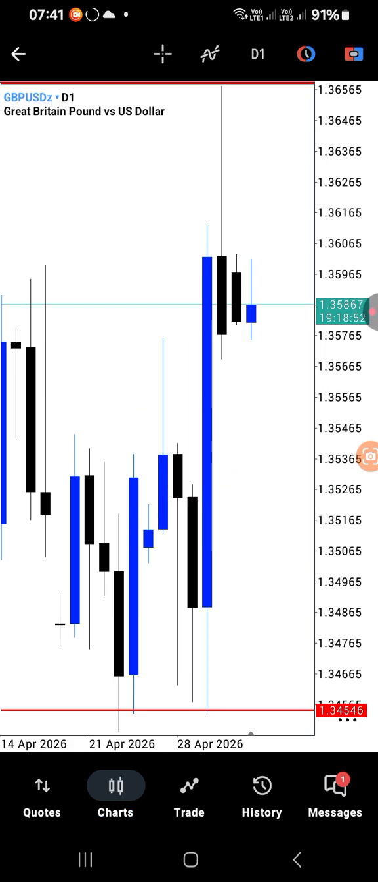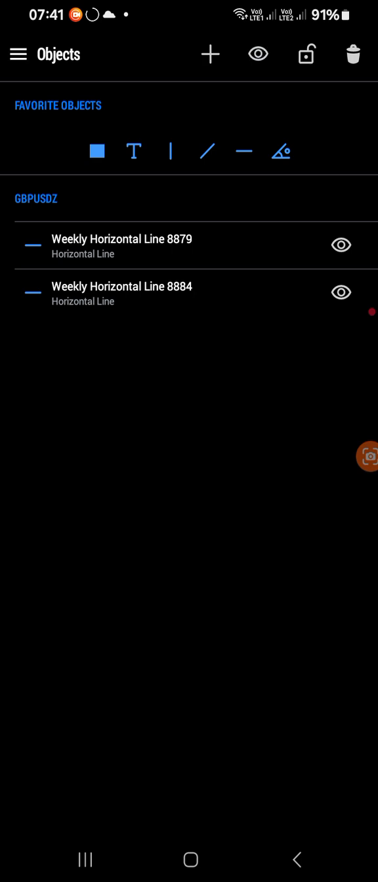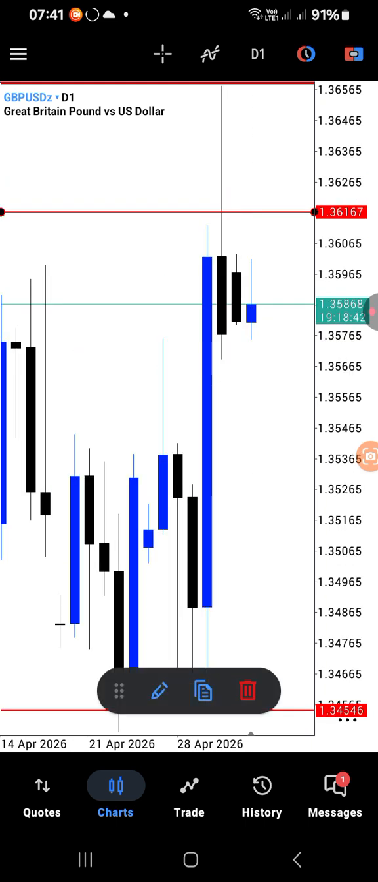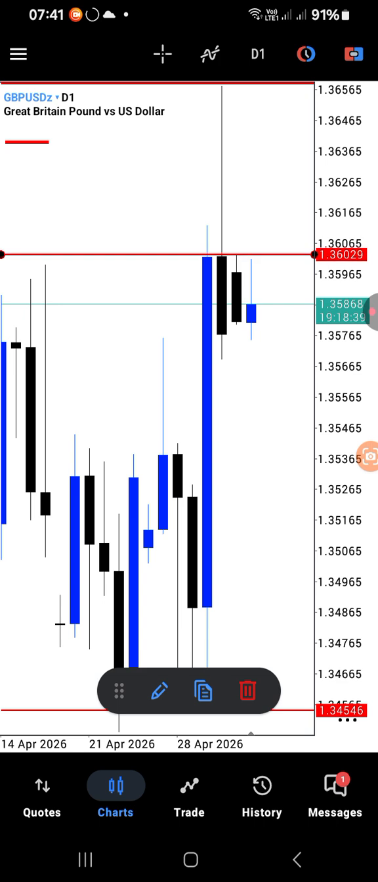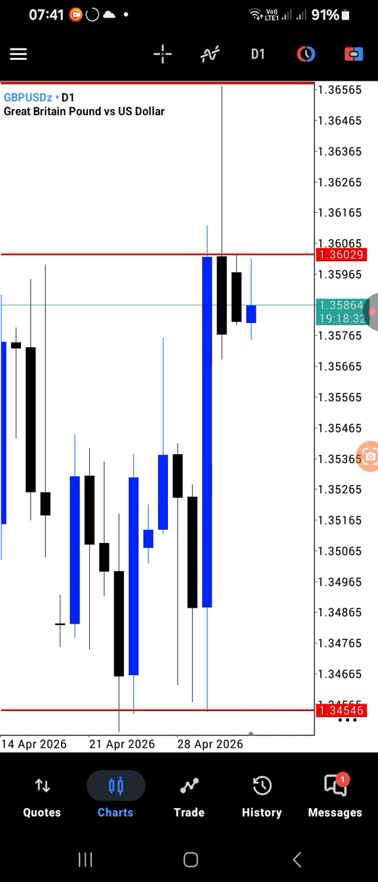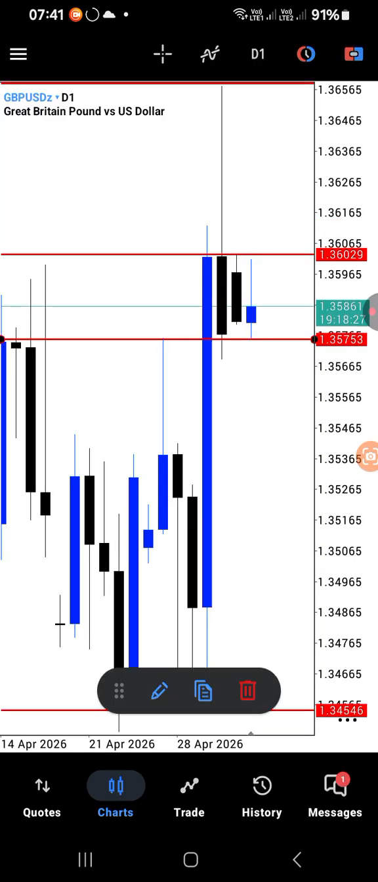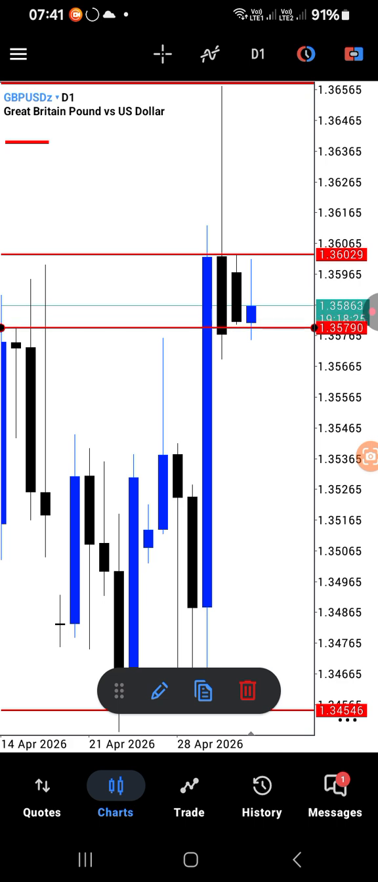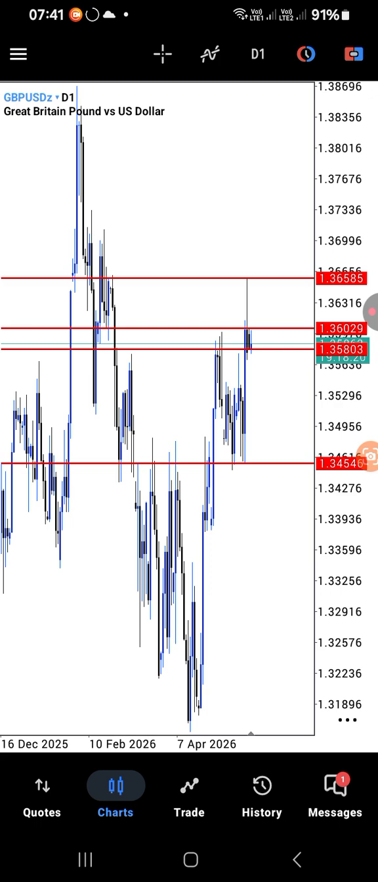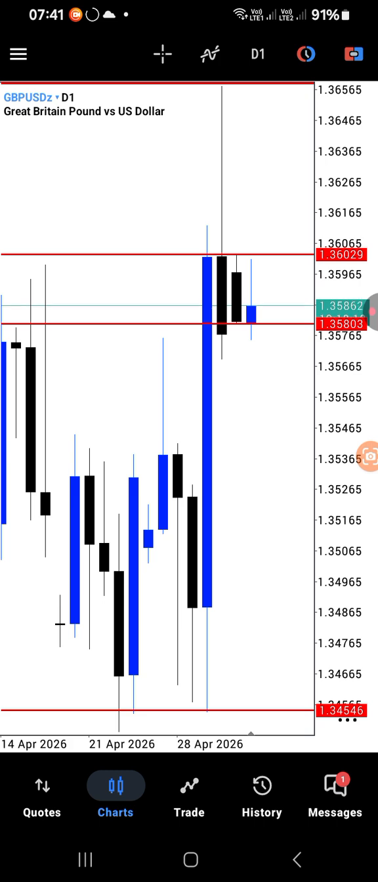You come here to this circle, you take this horizontal circle and mark out, drag it to the high point of the previous day. Okay, then you do the same for the low point, the lowest point of the daily. Now we have our weekly support and resistance zone and the daily support and resistance zone.